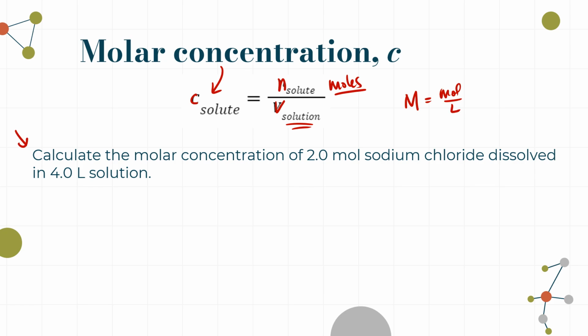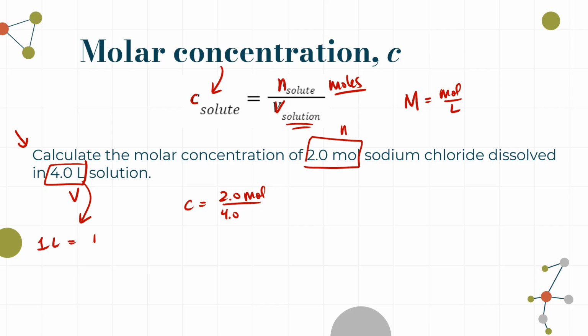Let's do a practice problem. Calculate the molar concentration of 2 moles, that's our n, of sodium chloride dissolved in 4 liters, that's our V of the solution. So again, concentration is equal to moles, 2 moles, divided by volume of the solution, 4 liters. But I'm going to switch out my liters for a more internationally used unit of volume.